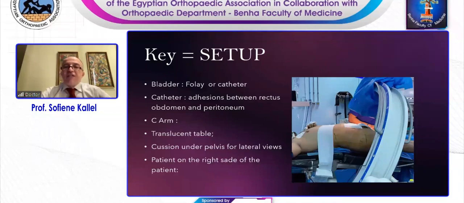The position of the C-arm is very important. We have to control the inlet and the outlet view of the pelvis. It's very, very important. You need a translucent table and you need to put a cushion under the patient to raise the level of the patient and to see the sacroiliac joint on the lateral view. The surgeon should always be on the right side of the patient. Next, please.